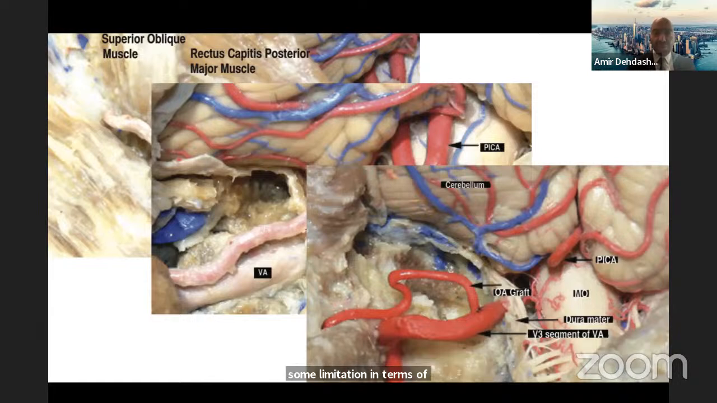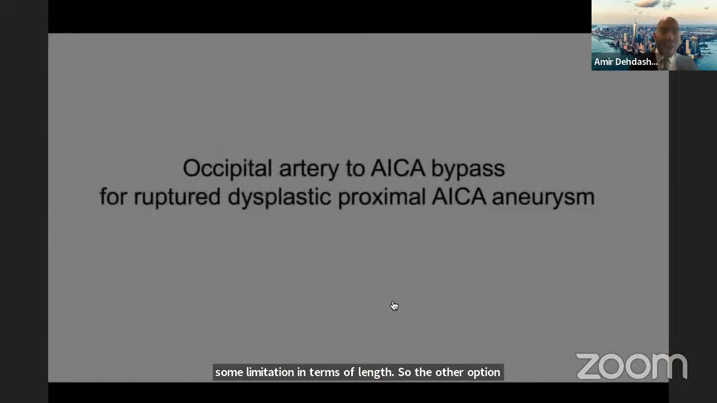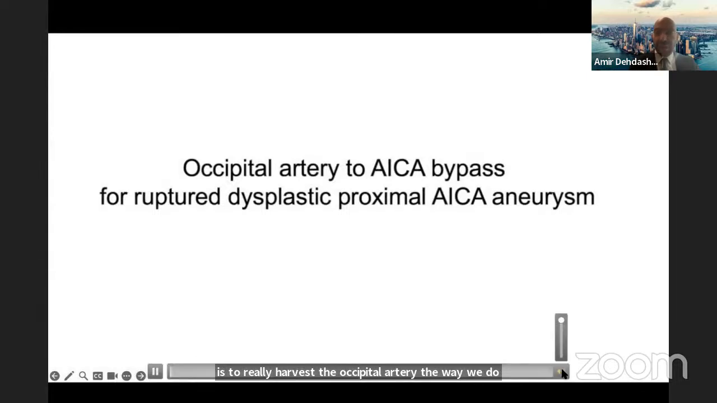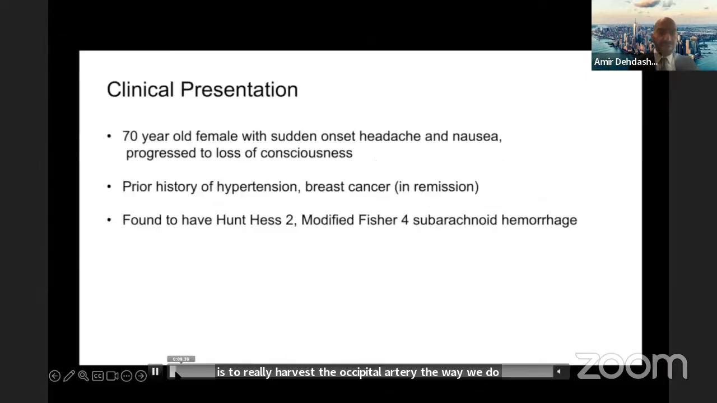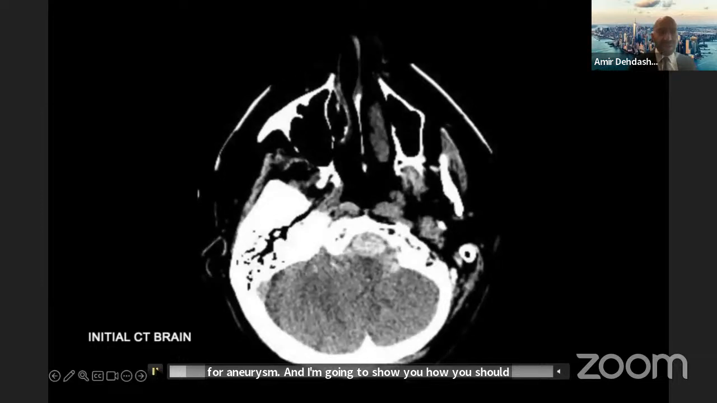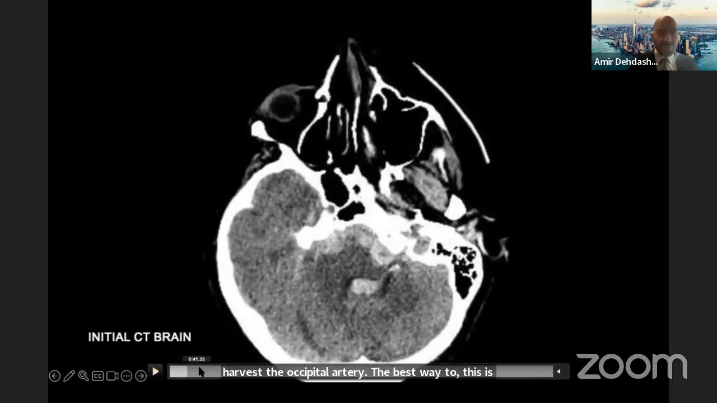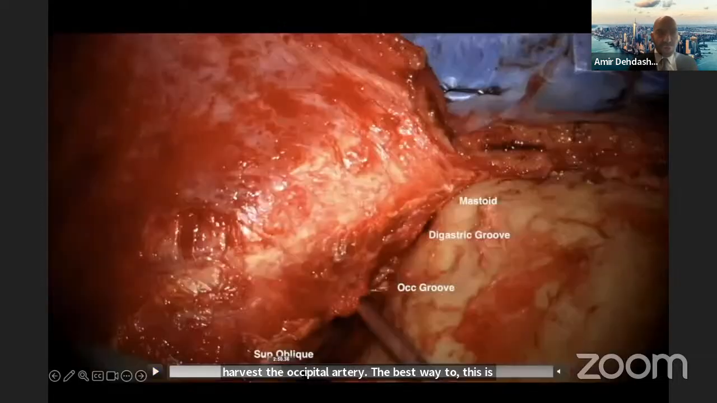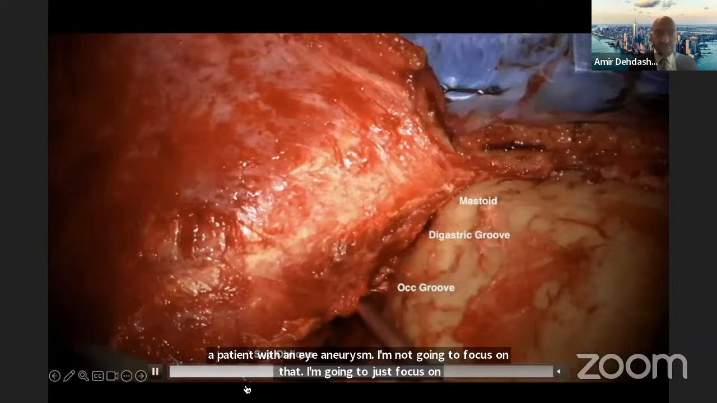So the other option is to really harvest the occipital artery the way we do for aneurysm. And I'm going to show you how you should harvest the occipital artery. This is a patient with an ICA aneurysm. I'm not going to focus on that. I'm going to just focus on showing you how we harvest the occipital artery.